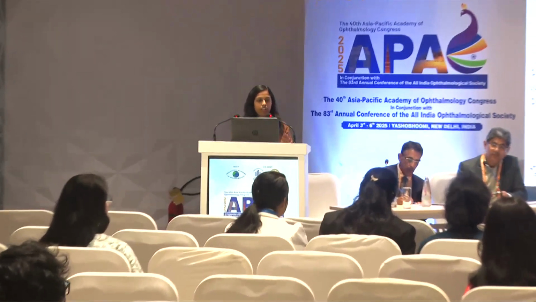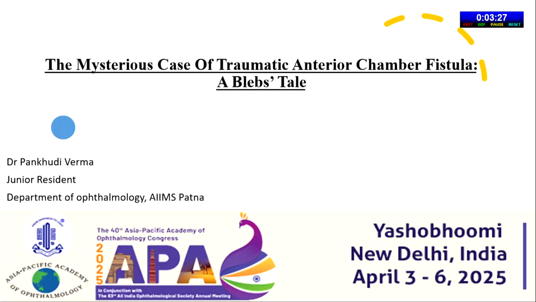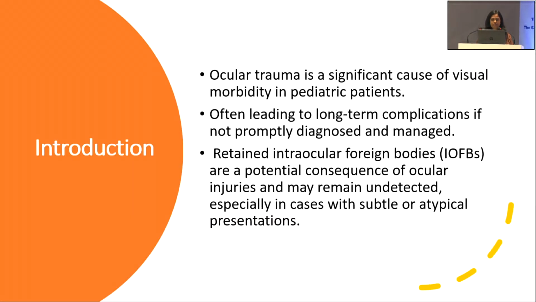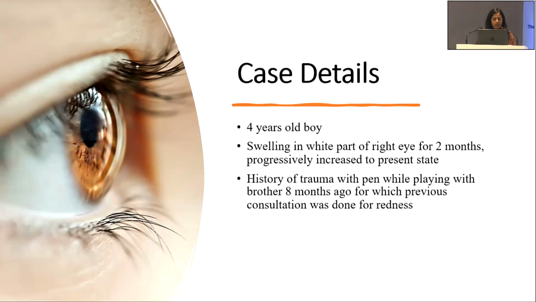Good afternoon. I am going to present the mysterious case of traumatic anterior chamber fistula, a bleb's tail. Ocular trauma is a significant cause of visual morbidity in pediatric patients, often leading to long-term complications if not promptly diagnosed and managed. Retained IOFB are a potential consequence of ocular injuries and may remain undetected, especially in cases with subtle or atypical presentations. My case is a 4-year-old boy who presented with swelling in the white part of the right eye for 2 months, which progressively increased to the present state.